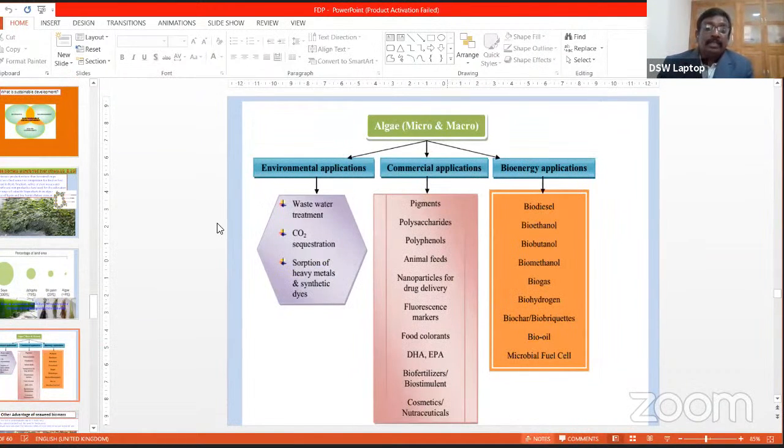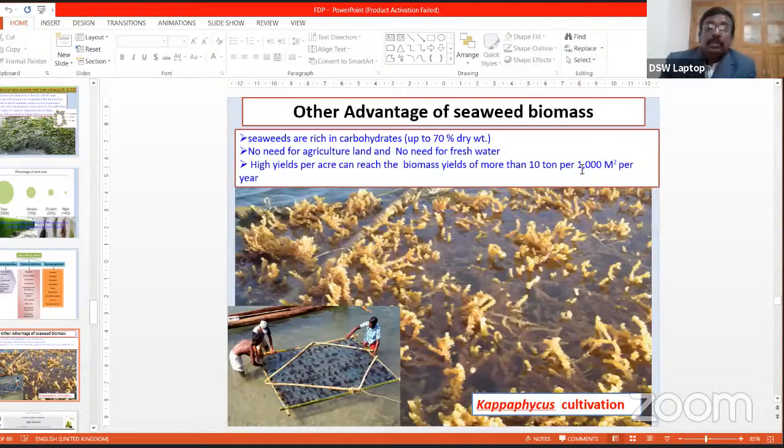This algal biomass, as I told, can grow in waste water, absorb carbon dioxide, and absorb dye and waste metals present in the water. Commercially, we can go for extracting valuable compounds, then we can go for energy production. Pigments, polysaccharides, polyphenols, animal feeds, and many other commercially important products can be produced from algal biomass. The residue can be used for all kinds of energy production. So that I have explained.